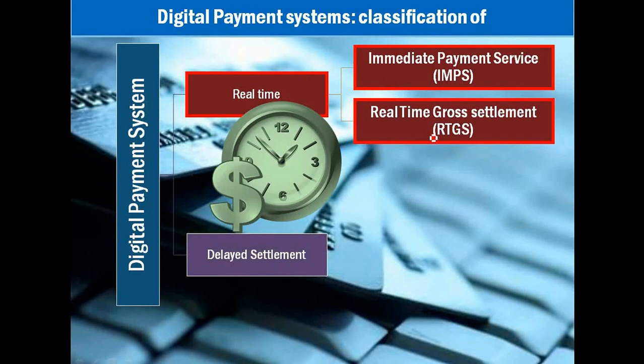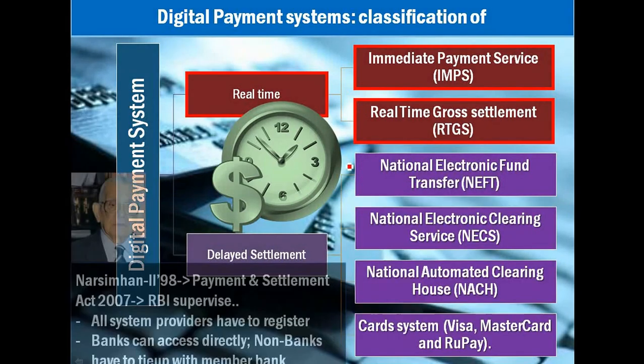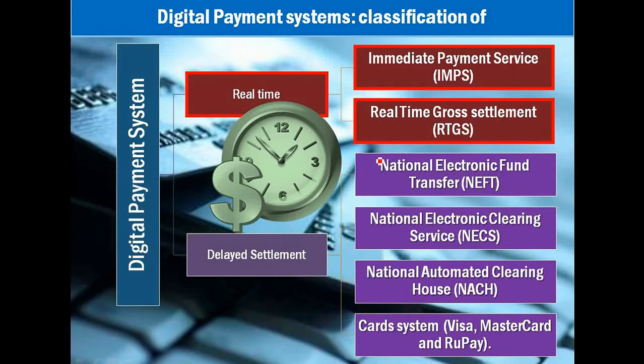And if the settlement is delayed, then we have service providers such as National Electronic Fund Transfer, NEFT, and National Electronic Clearing Services, NECS. After that we have the NACH service, which is the acronym for National Automated Clearing House, and card systems such as Visa, MasterCard, and RuPay.